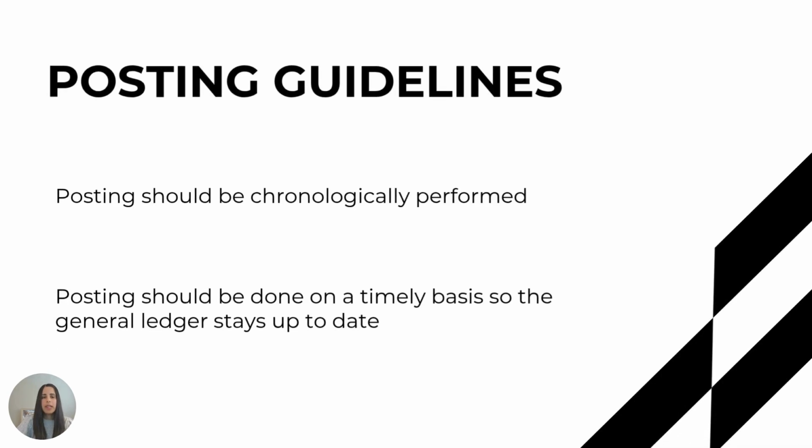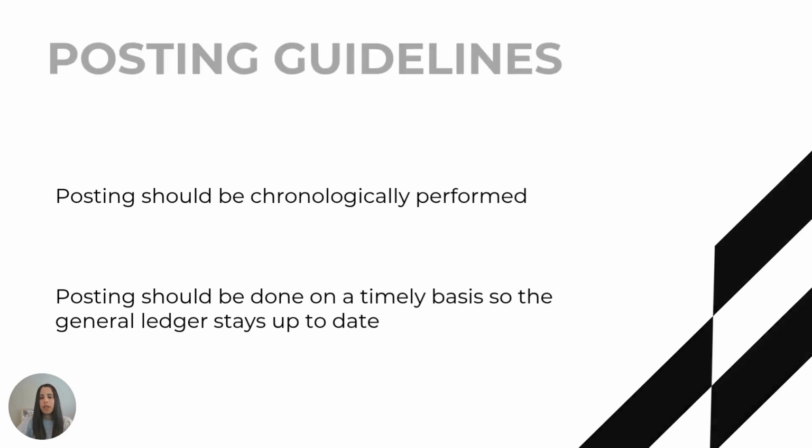So posting guidelines. Posting should be chronologically performed. Okay, and posting should also be done on a timely basis so the general ledger stays up to date. Now, when you're doing journal entries manually and posting manually, this is really important. However, when you're doing this on accounting software, for the most part, this is done automatically. Normally, accounting software will post all your journals. Sometimes there is an additional step where you have to press the post button, and in either case, it should be performed regularly.